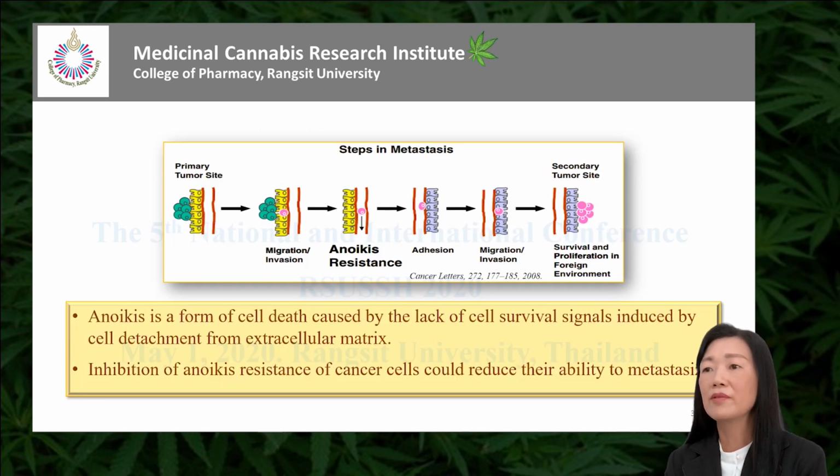Anoikis is a form of cell death. Anoikis resistance is involved in cancer metastasis. The inhibition of anoikis resistance in cholangiocarcinoma cells could reduce their ability to metastasize.